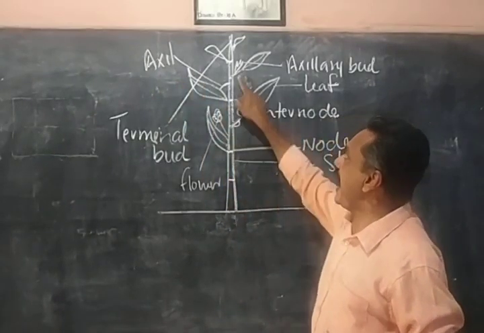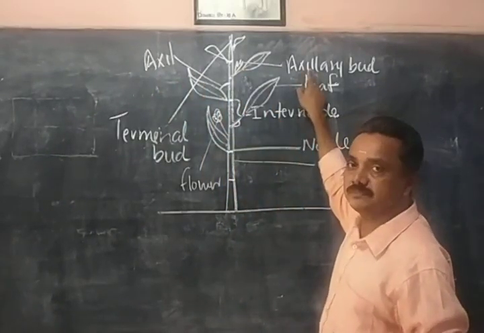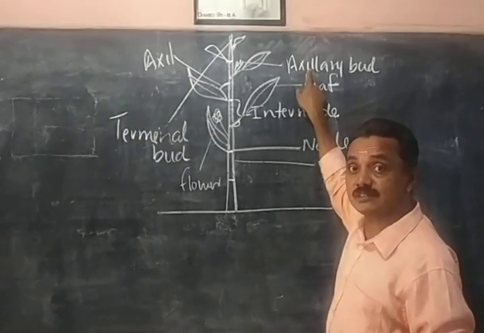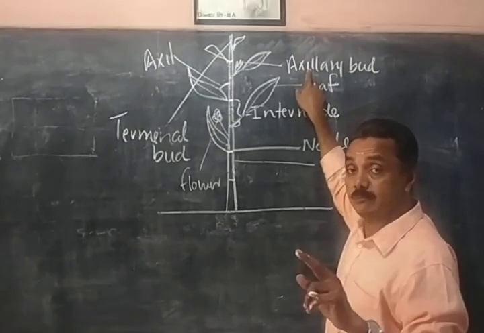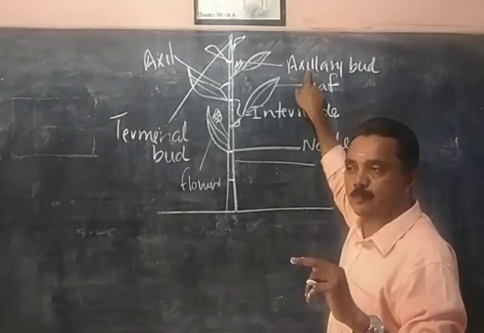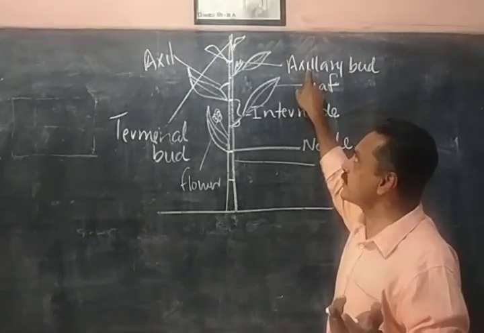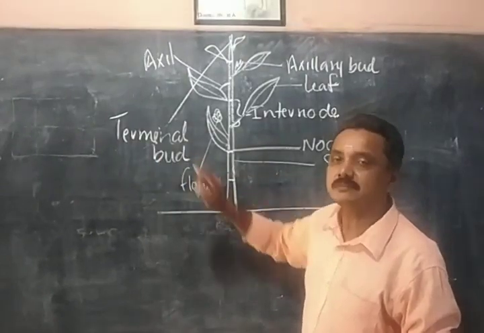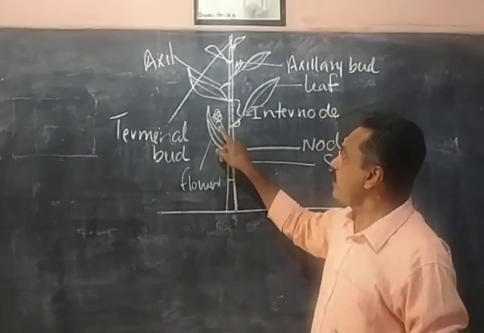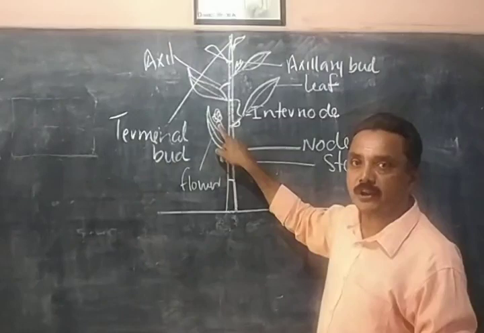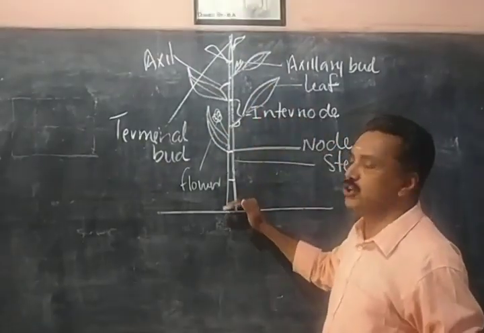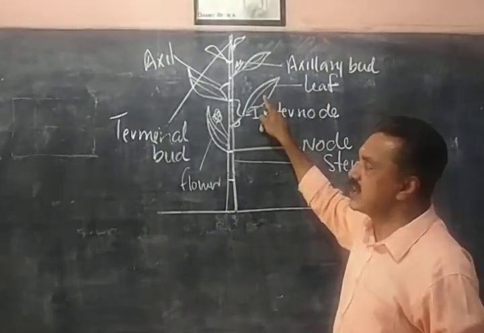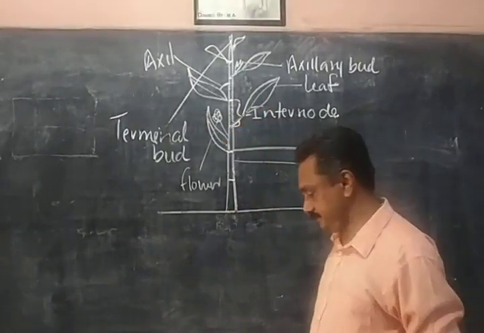A bud present in the axil is called axillary bud, which may develop into branches, or at the time of reproduction it develops into flowers. Bud present in the tip is called terminal bud or apical bud. Then flowers and fruits are formed at the time of reproduction. This is about the shoot system. And function: shoot system helps in photosynthesis and reproduction.